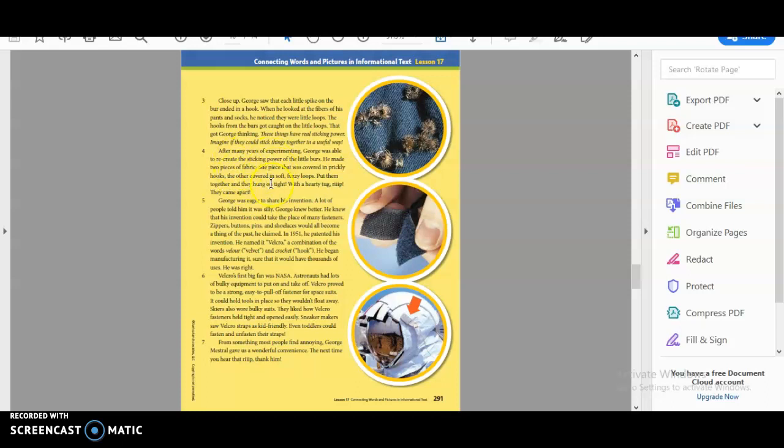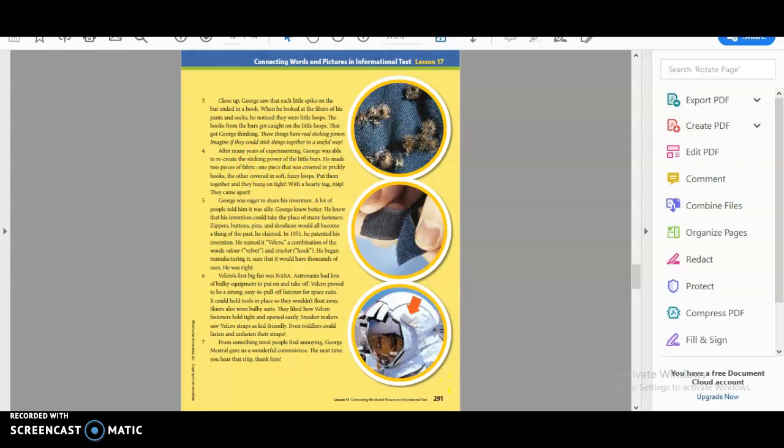In paragraph 4, I think it's a good example of the explanation of how it was invented. It says, after many years of experimenting, George was able to recreate the sticking power of the little burrs. He made 2 pieces of fabric, one piece covered in prickly hooks, the other covered in soft fuzzy loops. I'm going to just focus on this first sentence. After many years of experimenting, George was able to recreate the sticking power of the little burrs. I think that's a very strong piece of evidence.